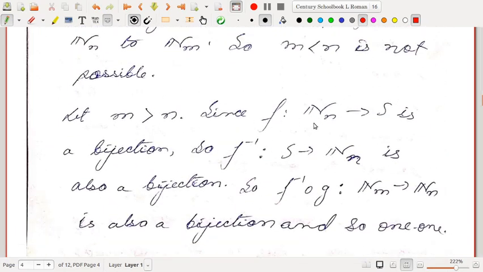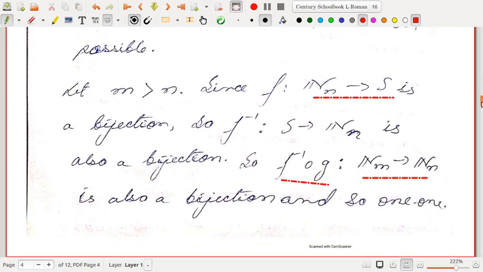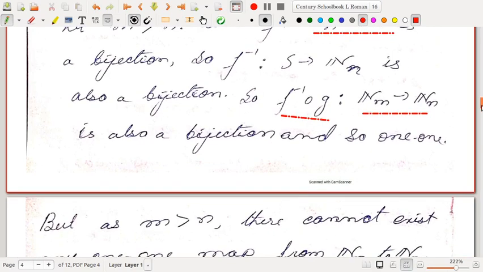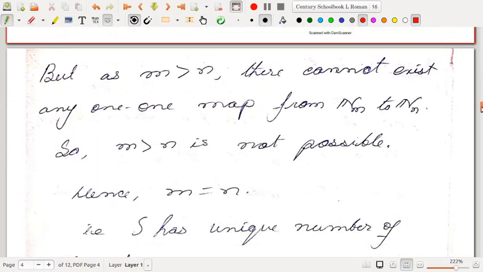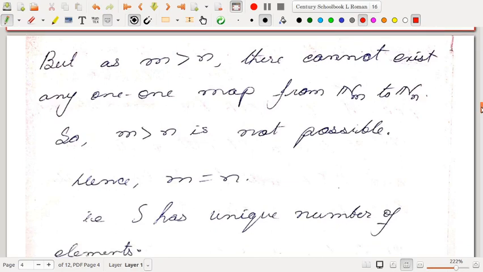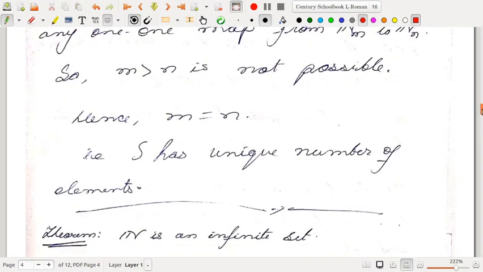Then since F from Nn to S is a bijection, F inverse from S to Nn is also a bijection. So F inverse composed with G, that is the composite of F inverse with G, is a bijective map from Nm to Nn. So it's a bijection, and so it's 1-1. But M is greater than N, and we know there cannot exist any 1-1 map from Nm to Nn. So M greater than N is not possible. So the only possibility is that M equals N.